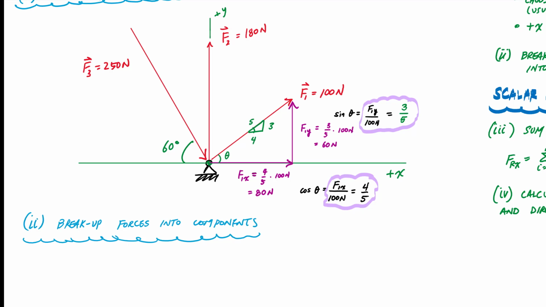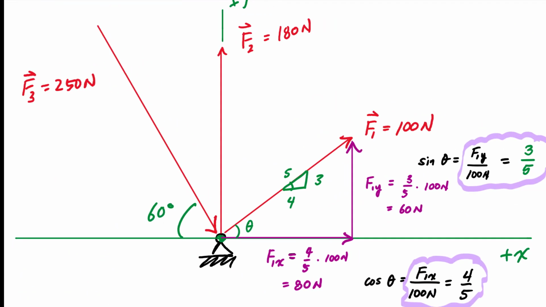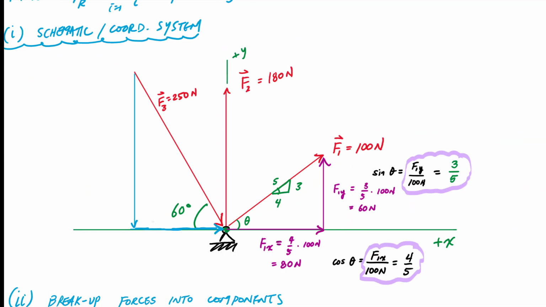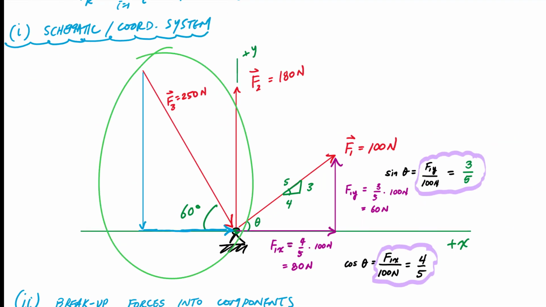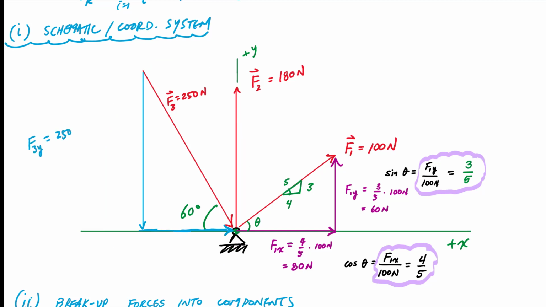F2 is only pointing straight up, so no need to break it up into components. It's only 180 newtons pointing straight up. 0 in the x direction. F3, I'd have the angle 60 degrees. From this right triangle, I know that F3y is 250 newtons sine of 60, which is 216.5 newtons, and F3x is 250 newtons cosine of 60, which in this case is 125 newtons. So I know the length of all the sides of my triangles. I've broken it up into components here.